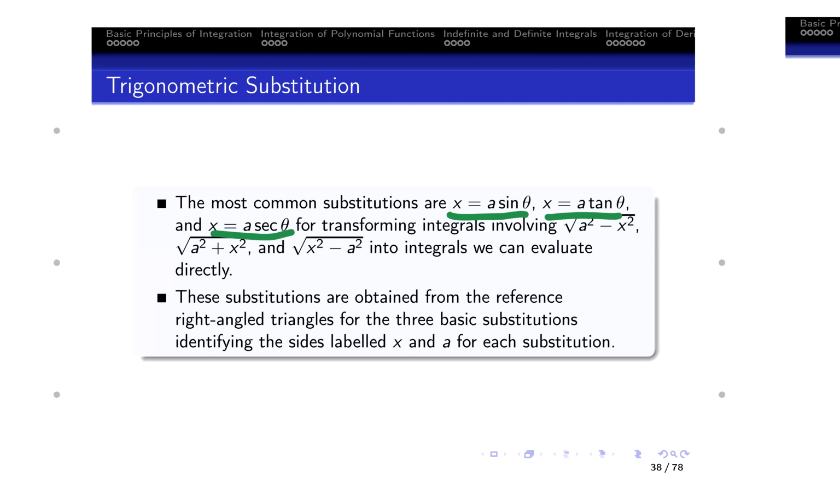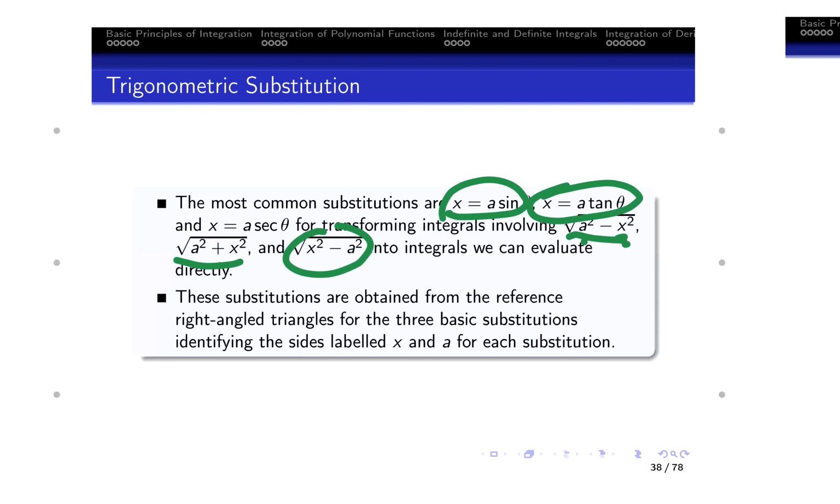They are for transforming integrals involving, whenever you have to deal with the square root of a squared minus x squared, of course, a squared gives you the idea of a perfect square. If you have a squared minus x squared, you use a sine theta to replace x, and then you go on. Anytime you have to integrate anything involving square root of a squared plus x squared, you go for x equals a tan theta. Then anytime you have to integrate square root of x squared minus a squared, you use x equals a sec theta.